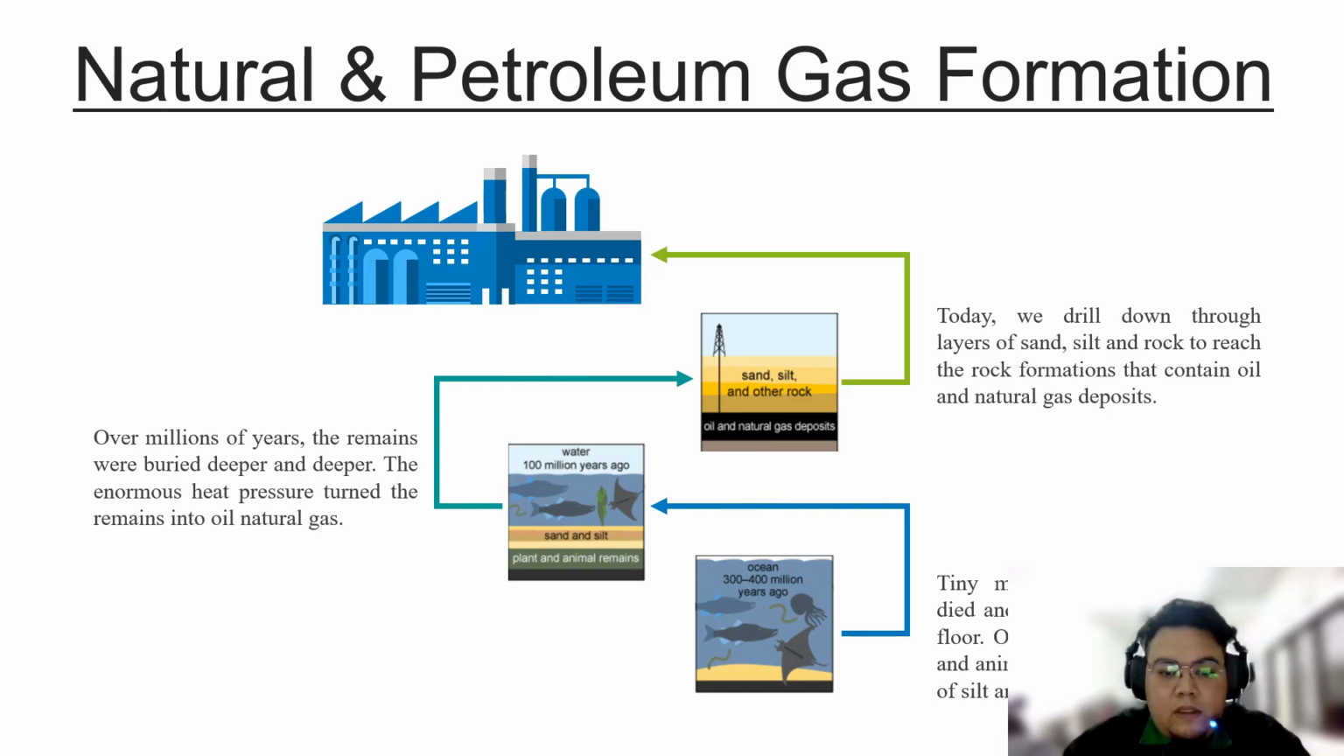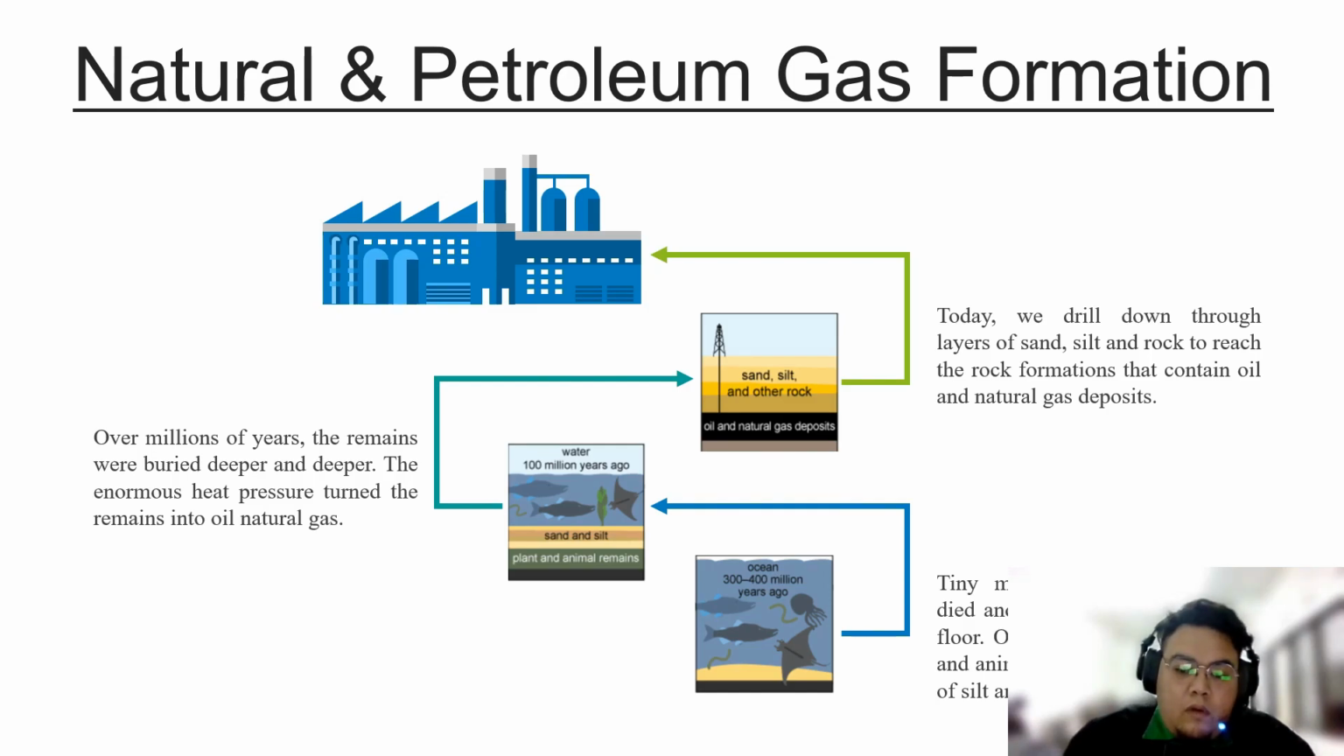So this is the natural petroleum gas formation. If you see the first picture below, tiny marine plants and animals die and are buried on the ocean floor. Over time, the marine plants and animals are covered by layers of silt and sand.